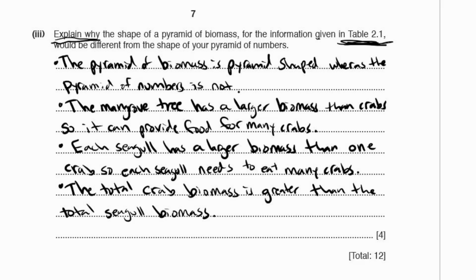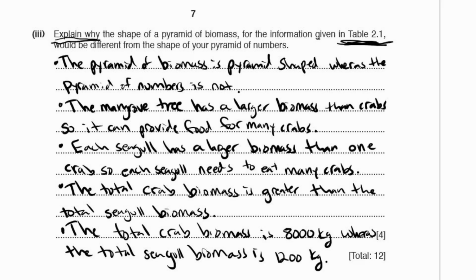Whenever it says information given in a table or a graph, what it wants you to do is quote some numbers. It likes some comparative data. The examiner likes to know that you can actually read the table properly. And whenever you quote data, you have to put in units. So an example of a data quote, to support one of these things you've already said, is that the total crab biomass is 8,000 kilograms, whereas the total seagull biomass is only 1,200 kilograms. As long as you've quoted some data that supports one of these other statements, then you should be okay.